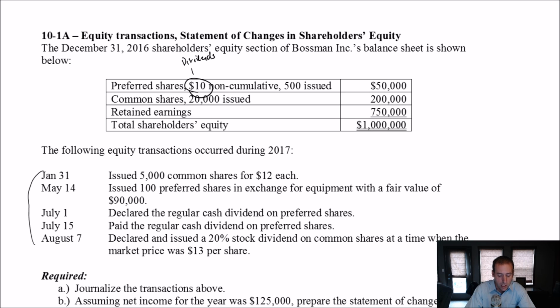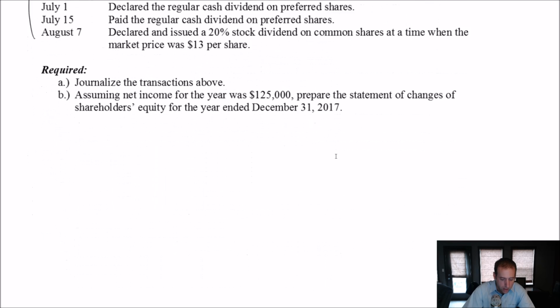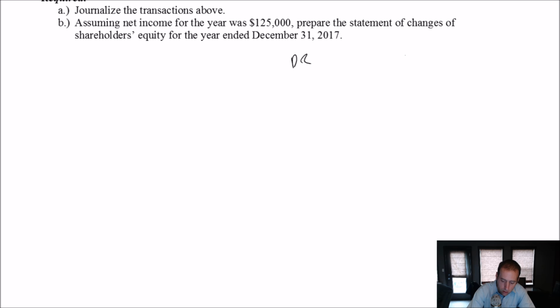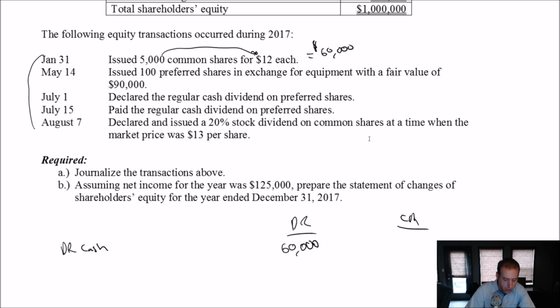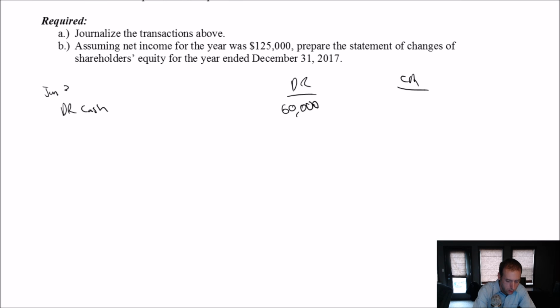So the first one, issuing common shares for cash. Issued 5,000 shares for $12 each. That's $60,000 worth of shares, just 5,000 times 12, and we got that amount in cash. So let's debit cash for $60,000, and that was on January 31st. We'll credit common shares because our shareholders' equity grew.